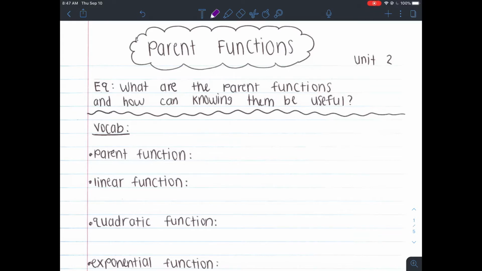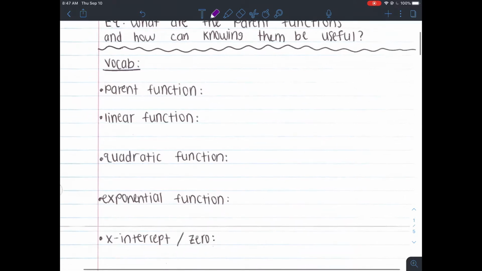Alright, so in Algebra 1, we learned about 3 parent functions. There's actually, I believe, 7 parent functions, but you won't learn about the other 4 until you get to Algebra 2. So in Unit 2, we talk about the very first 3 parent functions that you guys will ever hear of. So before we can even go over what the 3 parent functions that we learn are, we first have to understand what even is a parent function.